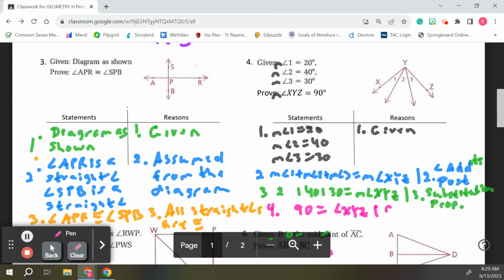Yep. The only other one that would be acceptable here is simplify. However, you're probably going to see combine like terms more because you're going to have different terms on different sides.